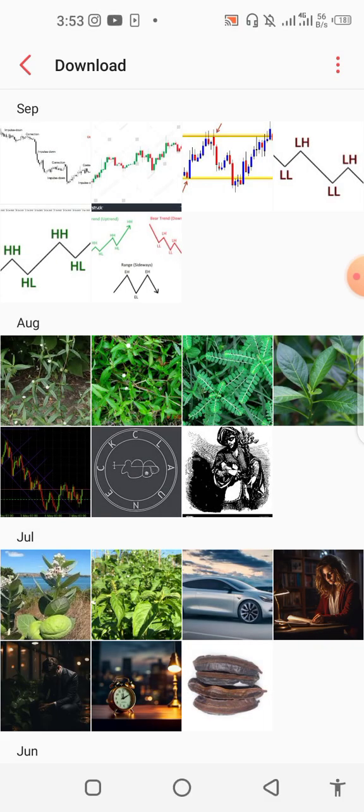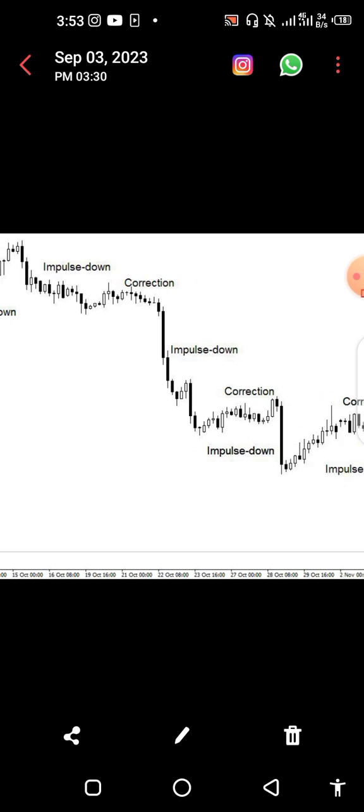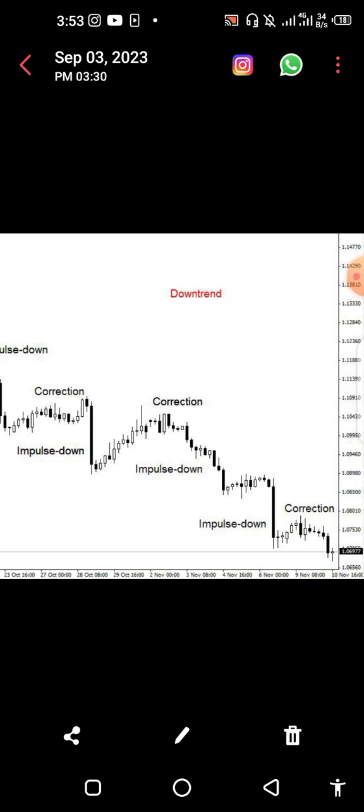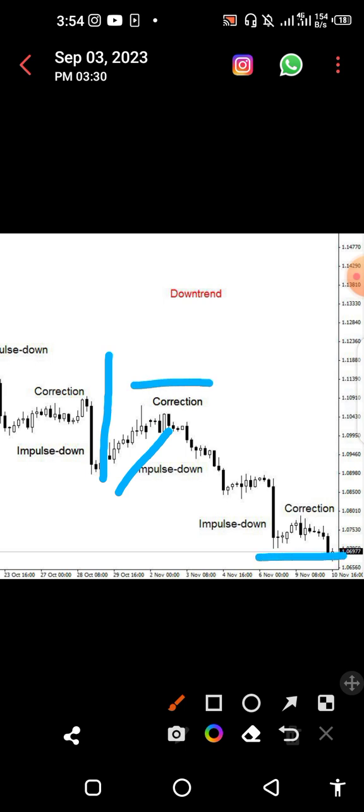For instance, let me show you something here, guys. You see this, we were in a downtrend. Now price made an impulsive move to the downside and then a correction to the upside. If you want to enter this market, obviously you need to short. You need to sell at the top and buy at the bottom to make profits.